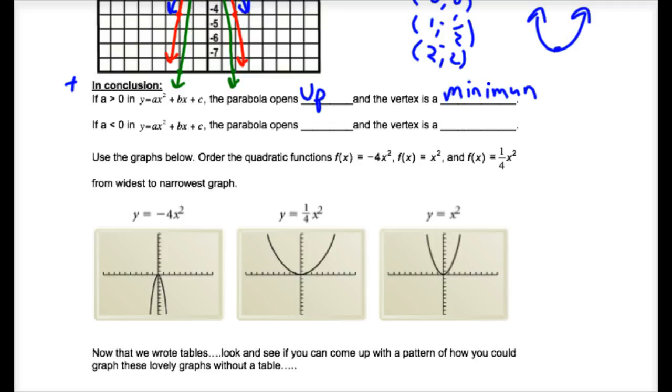What happens if A is less than 0? It opens downward, and the vertex is actually a maximum.